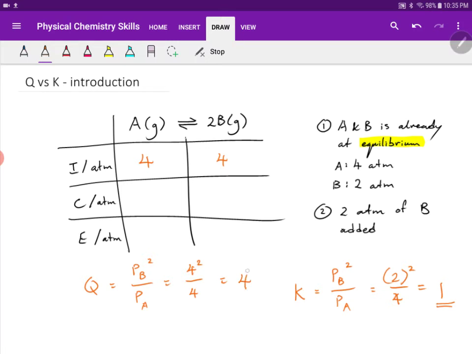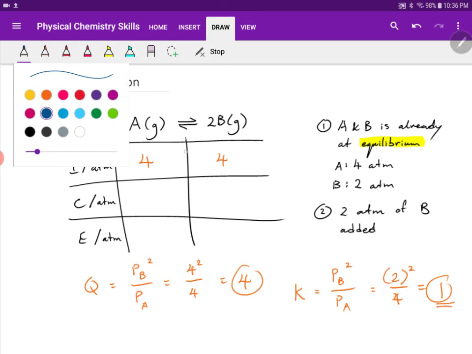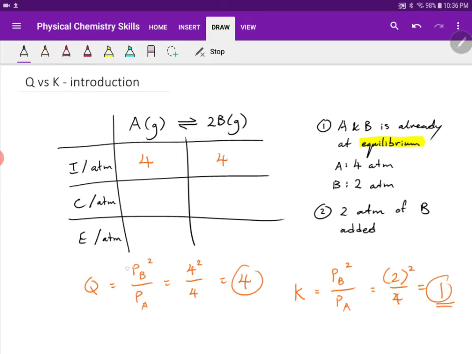And you'll notice that since the value of Q is 4, it will want to tend towards K, which is 1. And so in order for Q to decrease from 4 to 1, the only way for us to do so is to decrease the numerator and increase the denominator, because this way it will allow 4 to decrease and decrease and decrease until it reaches 1. So a system will always want to go back to its equilibrium constant.